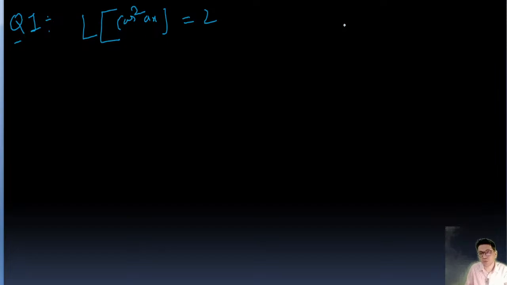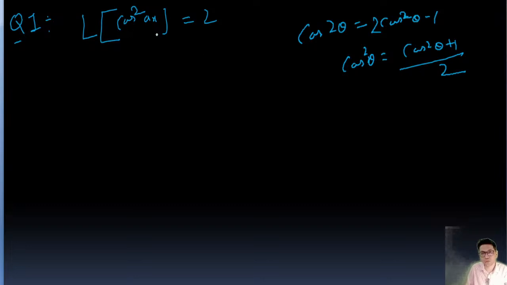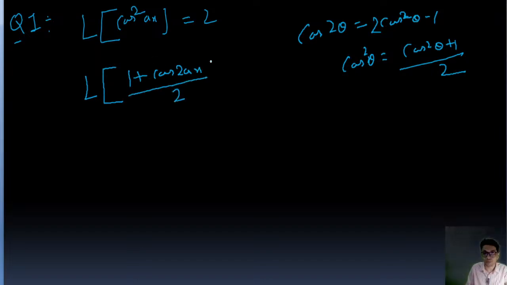we'll use the identity formula. Okay, so we know cos 2 theta equals 2 cos square theta minus 1, right? So from here cos square theta is going to be cos 2 theta plus 1 by 2. Cos square theta value is going to be cos 2 theta plus 1 upon 2. So we'll use this formula here. So this is going to be Laplace transform of 1 plus cos 2ax upon 2.